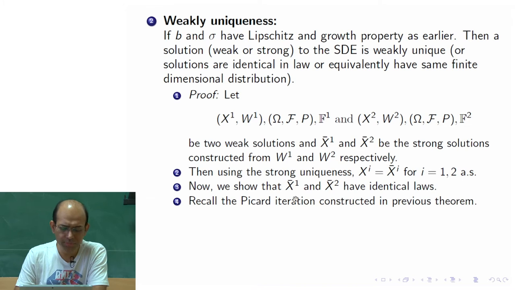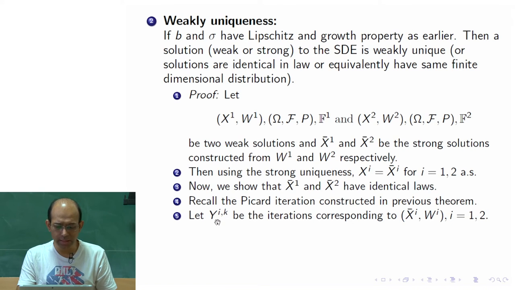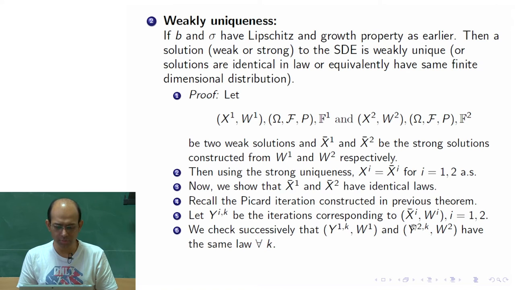So recall the Picard iteration that we constructed in the previous theorem to prove existence and uniqueness of the strong solution of the SDE. In the Picard iteration, we constructed a sequence of processes y^k, k is 1, 2, 3, 4, etcetera. We have shown that this process would converge to the strong solution, in probability.